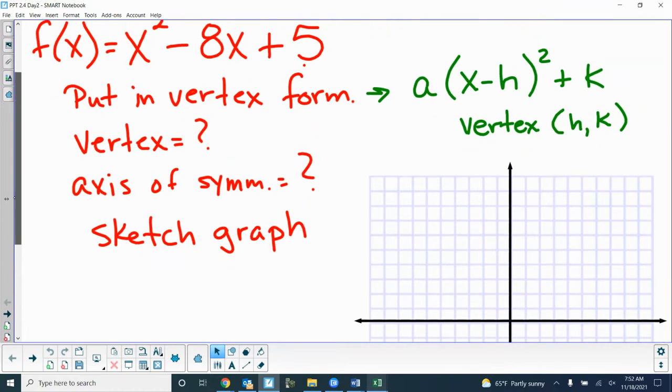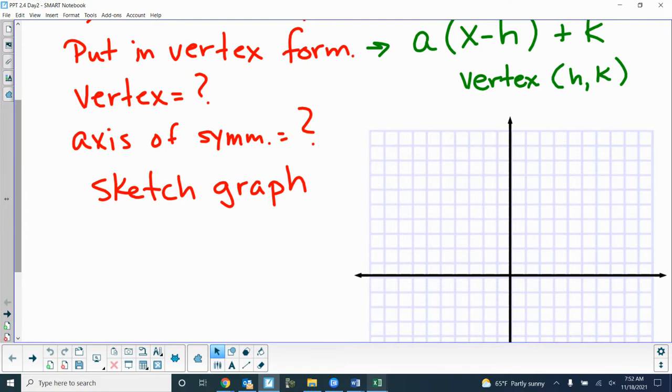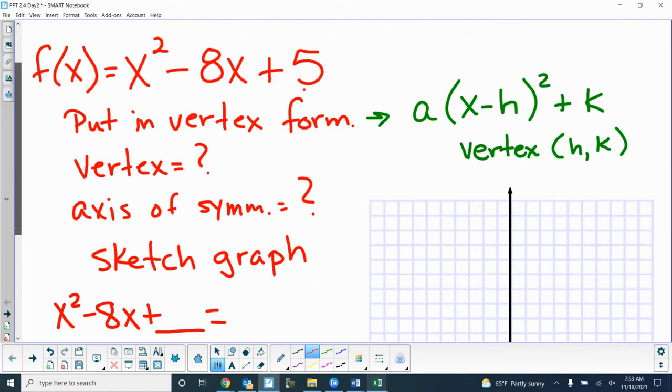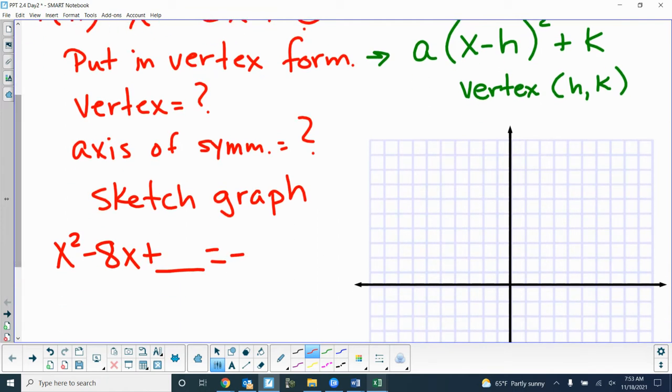So, I'm going to go x squared minus 8x. Again, I like to put that on the left. And then, like Naomi said, move the 5 to the other side so it's negative 5. That's how we start. Okay? You want the x squared and the x on the left, the constant on the right.